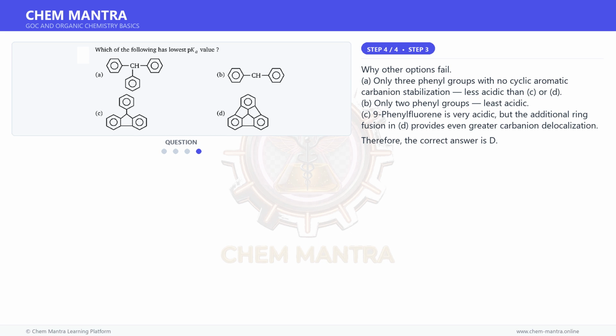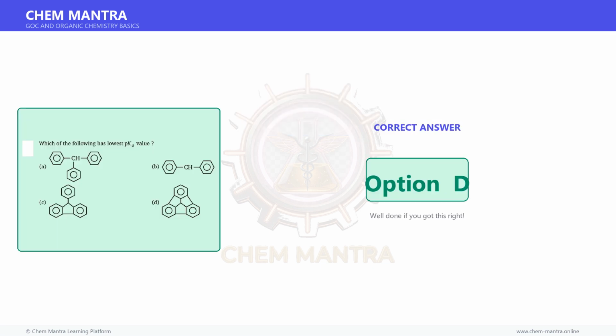B. Only 2 phenyl groups, least acidic. C. 9-phenylfluorene is very acidic, but the additional ring fusion in D provides even greater carbanion delocalization. Therefore, the correct answer is D. Therefore, the correct answer is option D.